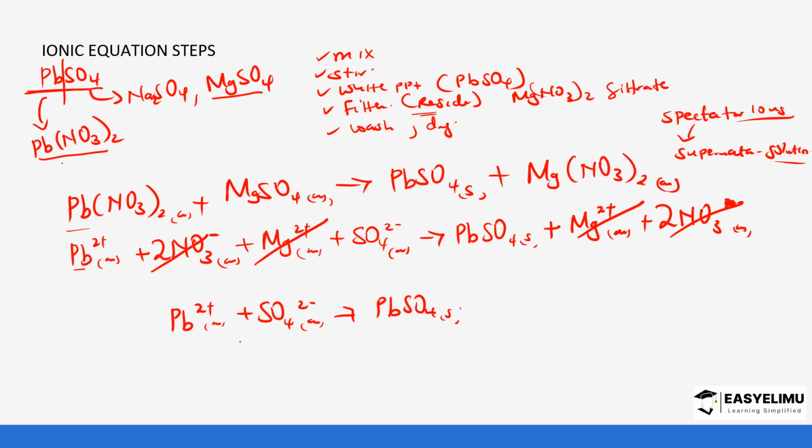So you can see this is the final ionic equation and it will always be formed from the ions of the precipitate. Our final product is lead sulfate and we have formed it from reacting lead ions with sulfate ions. So that's how you write an ionic equation.